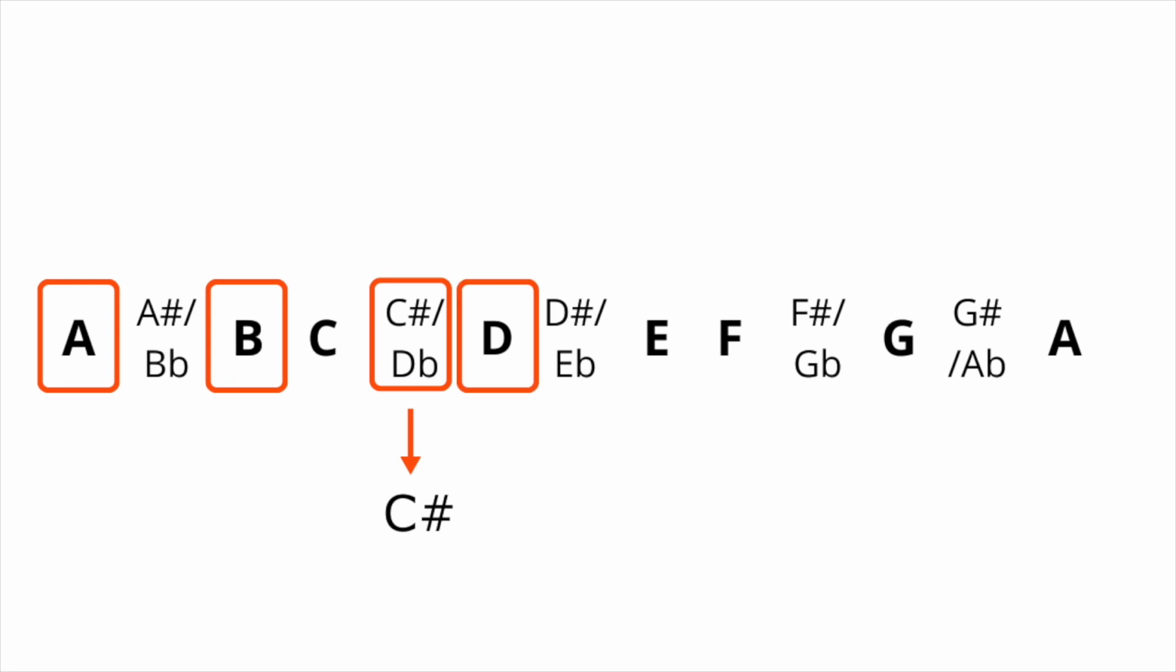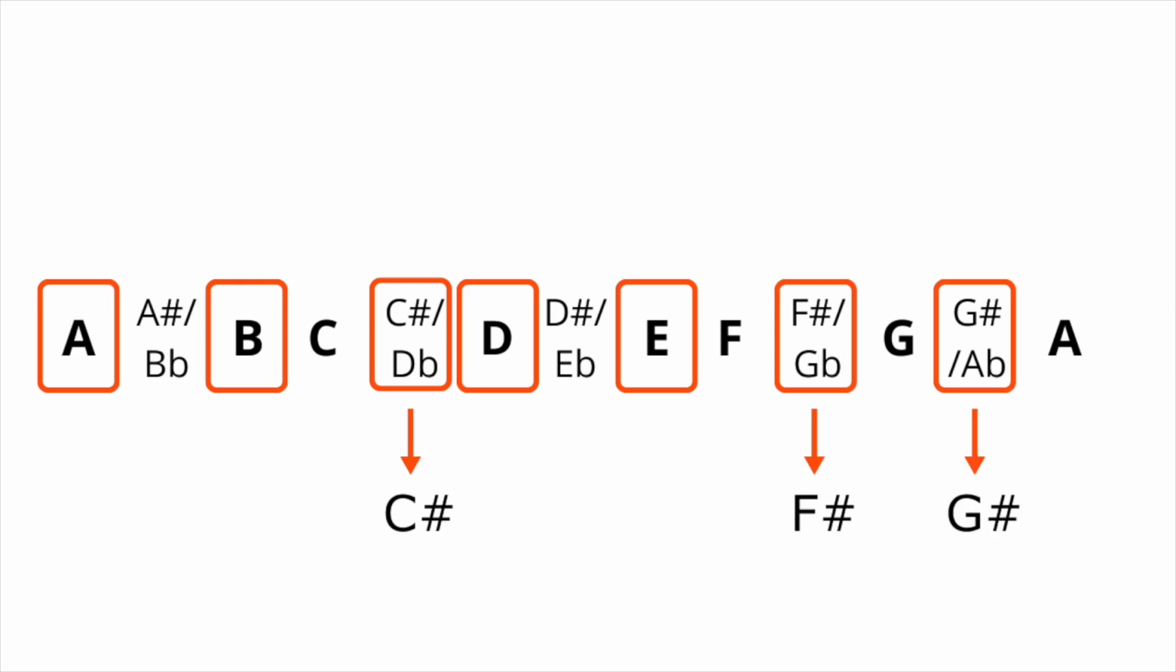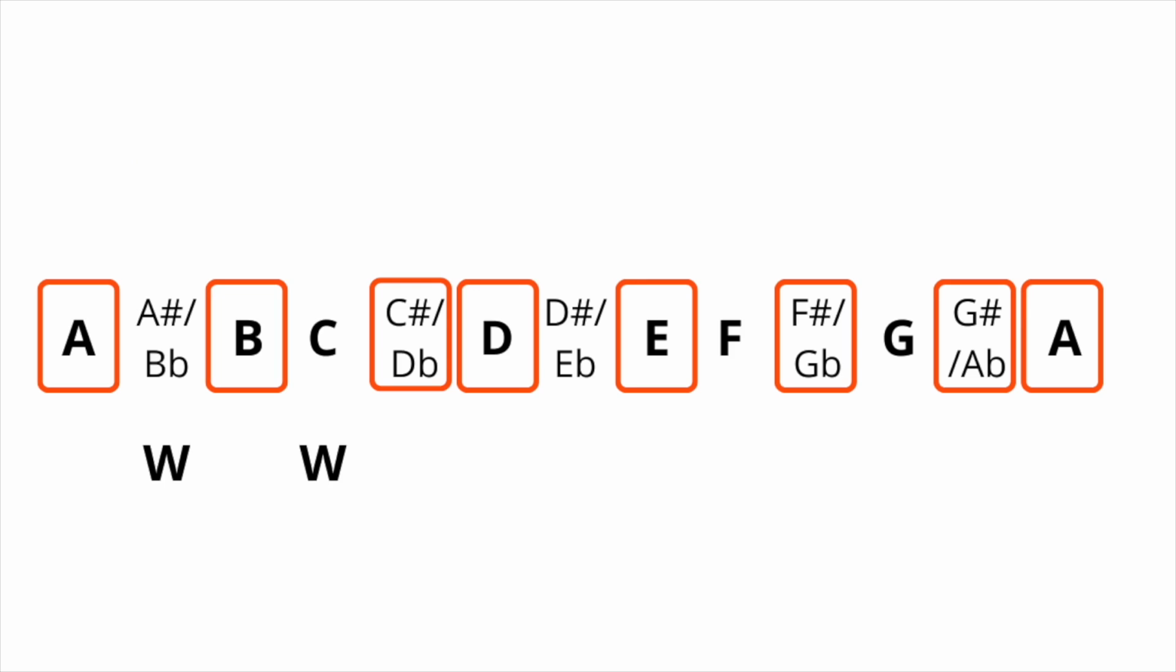Then we've got three whole steps to go. So D to E is a whole step, E to F sharp is a whole step, F sharp to G sharp is a whole step, and then we just need a half step to return back to A. That's the formula for any major scale. So it's whole, whole, half, whole, whole, whole, half.